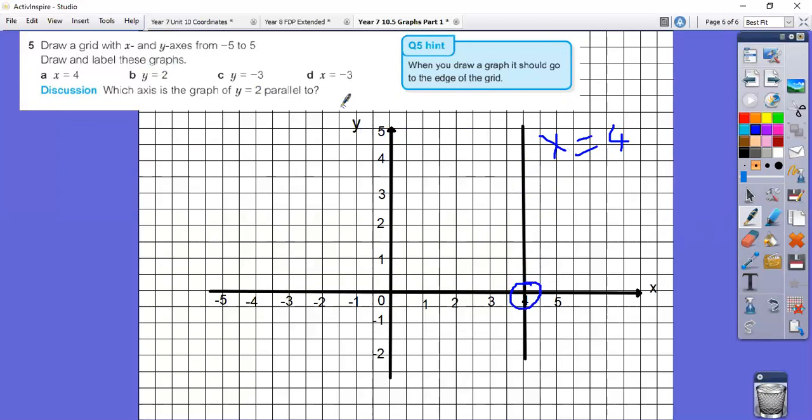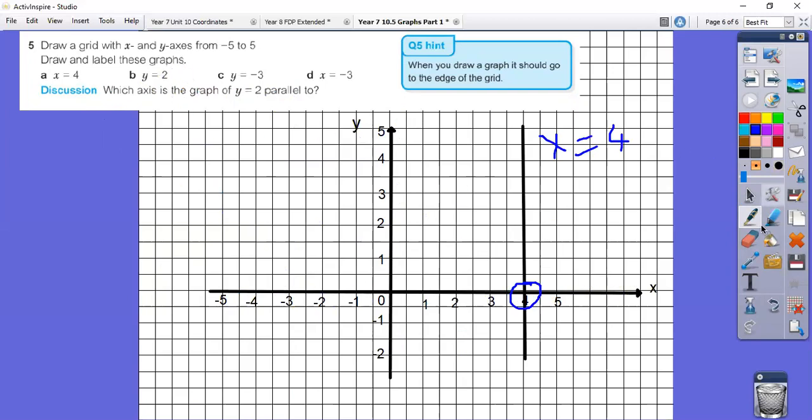So you now need to fill in the rest. Draw the line and label it y equals 2. Where will that be? y equals 2 will be somewhere here. It runs parallel to the x-axis. Then y equals -3 will be somewhere down here, running parallel to the x-axis. And x equals -3 will be somewhere here. And the discussion part with yourself is which axis the graph y equals 2 is parallel to. Similar to the question before, is it parallel to the y-axis or to the x-axis?